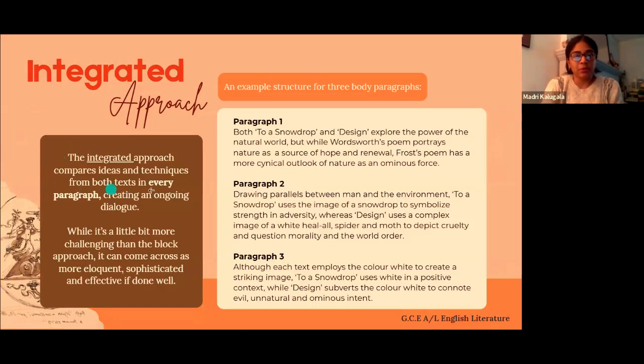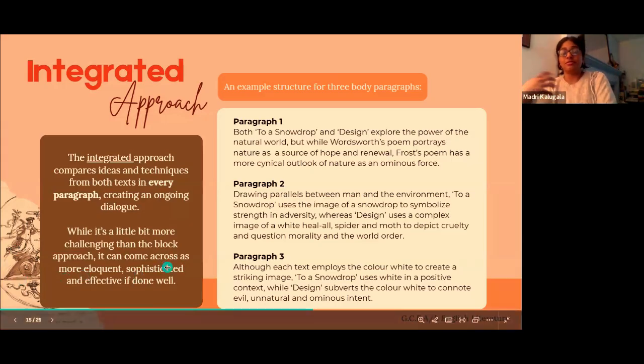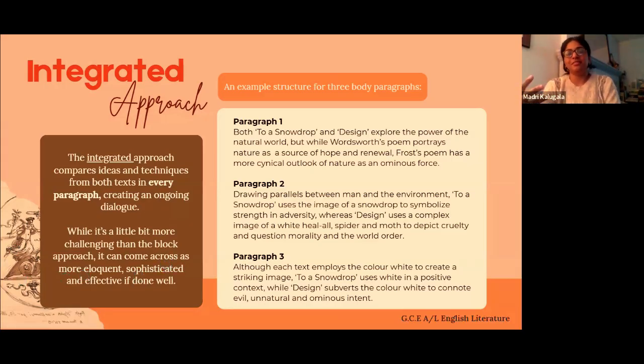Here you will be looking at both texts in each paragraph, and it creates an ongoing dialogue. I know that this is a little bit more challenging, because when you're writing the answer, you can't be thinking text by text. You are thinking of both texts at the same time. It's like you have two sets of things in front of you, and at the same time you're looking at both and jotting down your observations. But it is the more sophisticated and effective style, and it is going to have a stronger effect in your writing if you can do it.